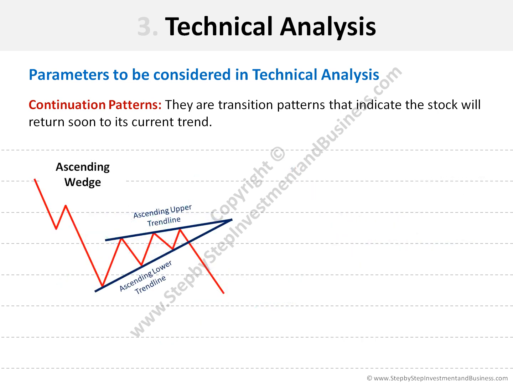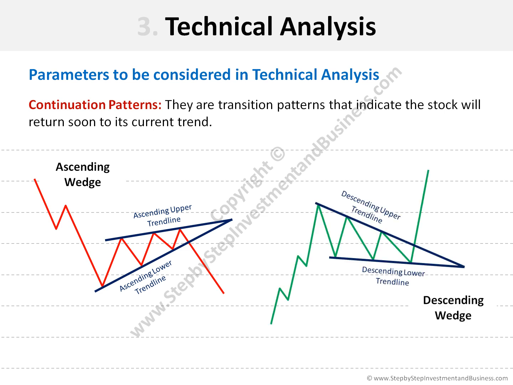Another continuation pattern that we mentioned is the wedge formation. The wedge is similar to a symmetrical triangle because it is also defined by two converging trend lines. But what distinguishes the wedge is its noticeable slant, which can be to the upside or the downside. If the slant is to the upside, we have an ascending wedge. In contrast, if the slant is to the downside, we have a descending wedge.